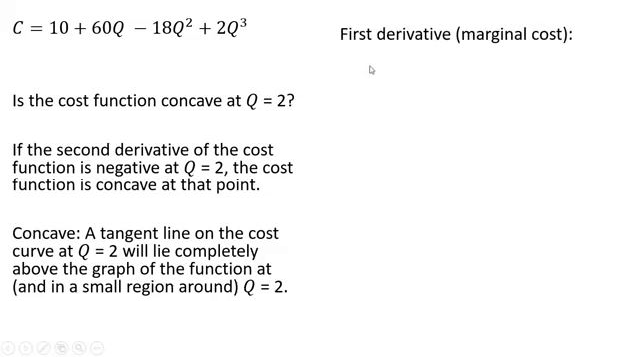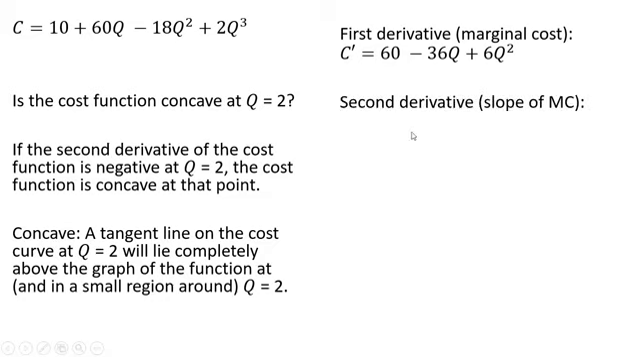So we need to get the second derivative, so the first thing we do is get the first derivative, which happens to be marginal cost. So taking the derivative of this equation, the derivative of 10 here, that's just going to drop out at 0. Derivative of 60q is 60. The derivative of minus 18q squared, bring the 2 down in front. So 2 times 18 is where the 36 is coming from. And then we're going to subtract 1 from the exponent here. So we're just left with q. And then likewise, the derivative of this final term is just going to be 6q squared.